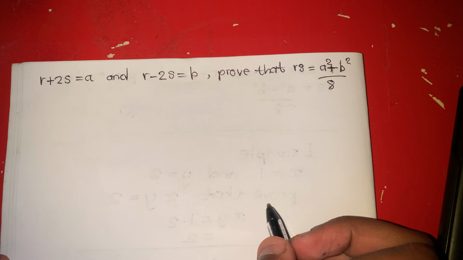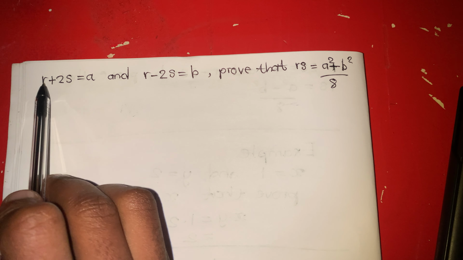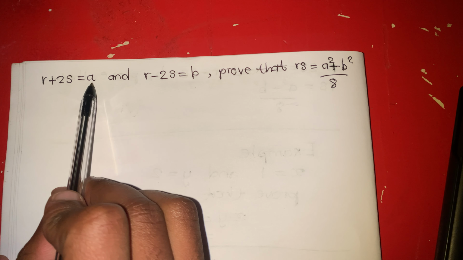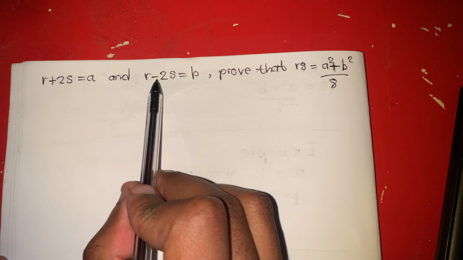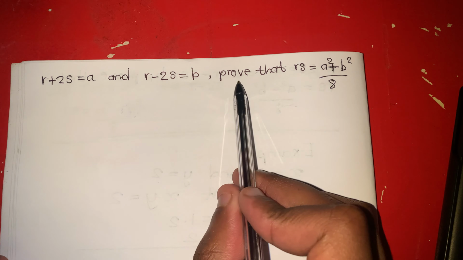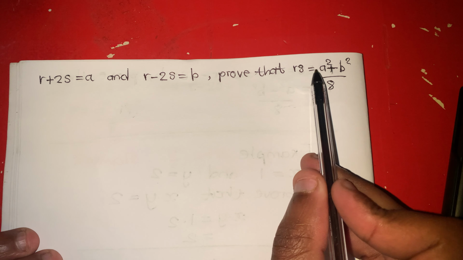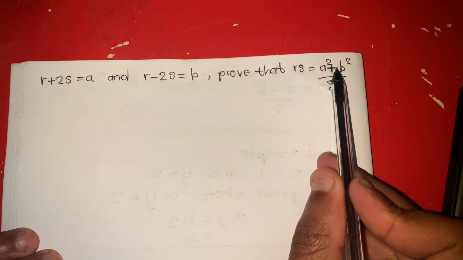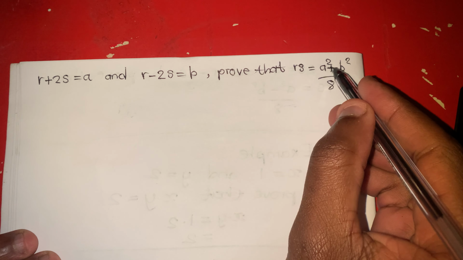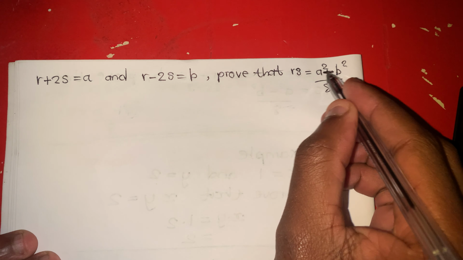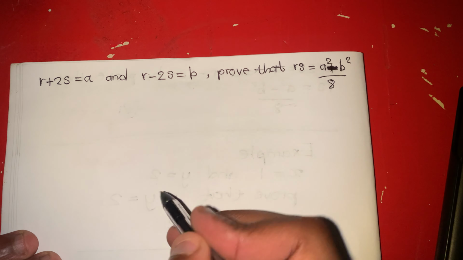Now we are given r plus 2s equal a and r minus 2s equal b, and we are supposed to prove that r times s is equal to a squared minus b squared over 8. This is minus here. It's not a plus, it's a minus.